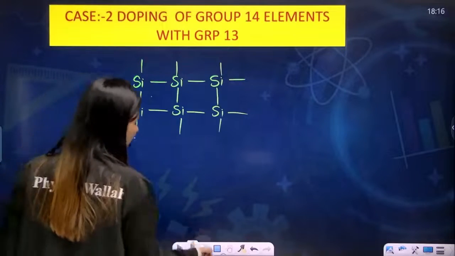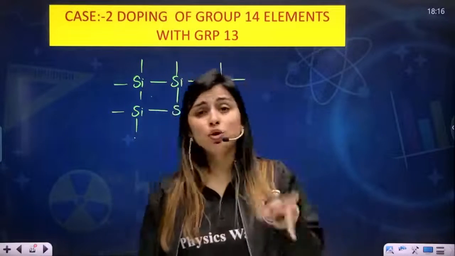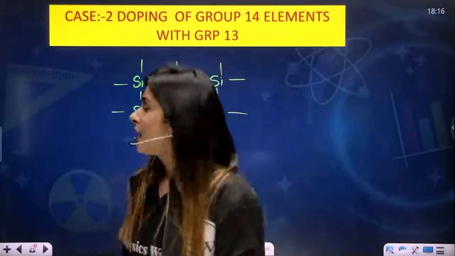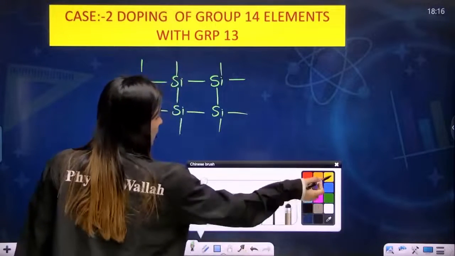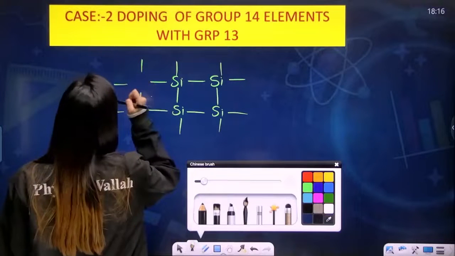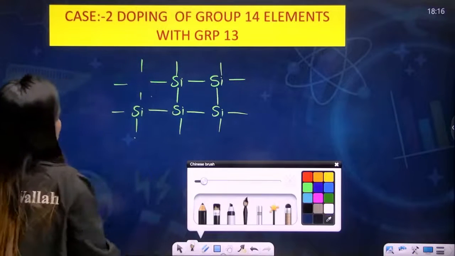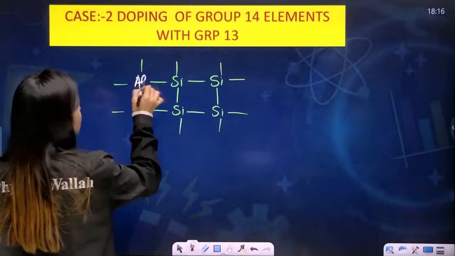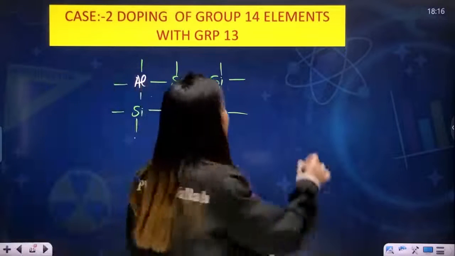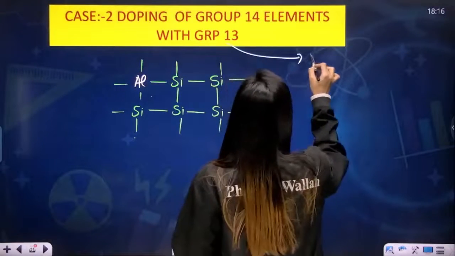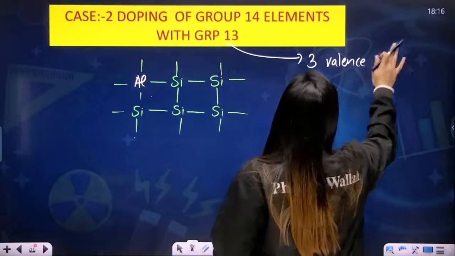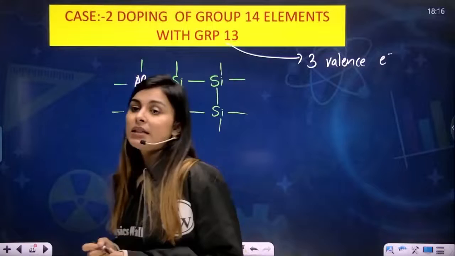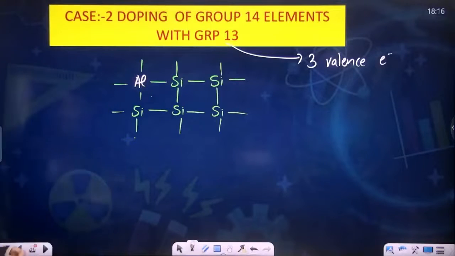Now, what happens is, now I dope it with the group 13 element. Okay. So now group 13 element, I'll add here. Let's say, which element should we use? Let's use aluminium. Now, if I talk about group 13 elements, my dear students, they only have 3 valence electrons.